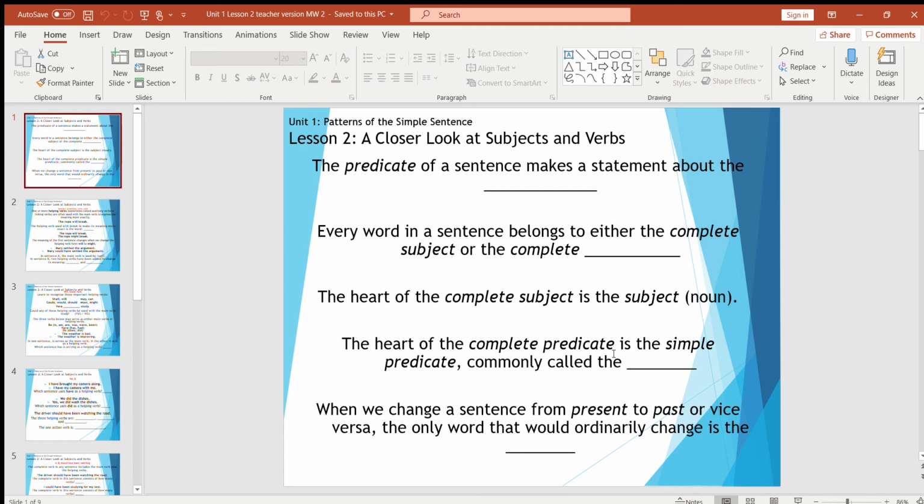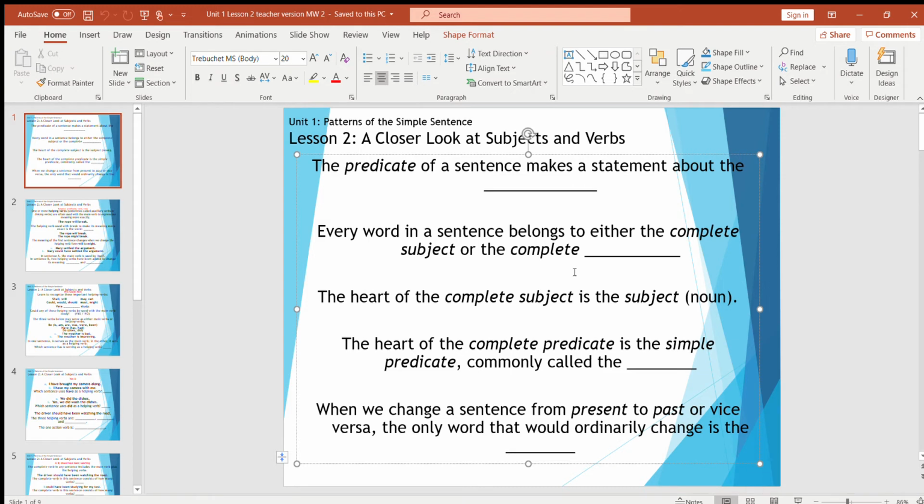Alright, midweek number 2. Let's start off with reviewing last week's midweek. So, the predicate of a sentence makes a statement about the first part of the sentence, the naming part of the sentence. Do you remember what it's called? It is the subject of the sentence. And every word in a sentence belongs to either the complete subject or the other part, the complete predicate.